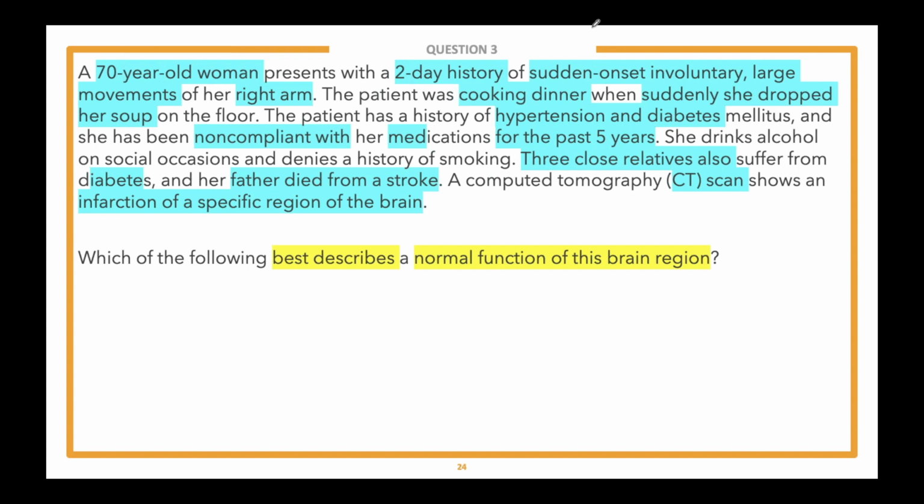So I think that's a fair thing to do, is to say this is a 2-step question. You could also say that 1, figure out what's the issue, 2, what's the specific region of the brain affected in this problem, and then 3, what's the normal function of this brain region? So maybe a 2 to 3 step question here.